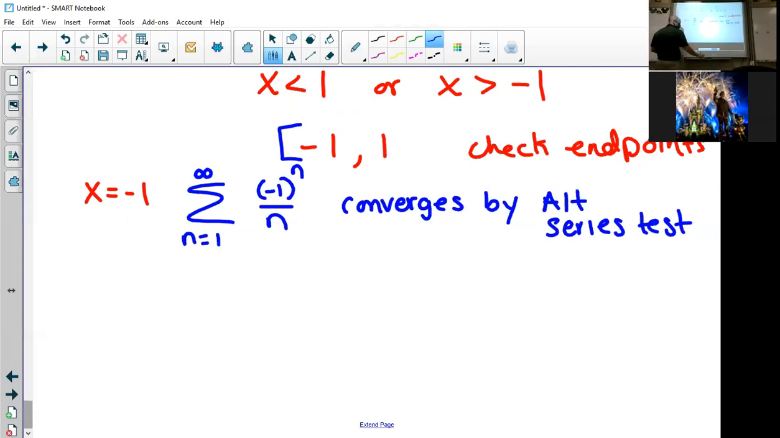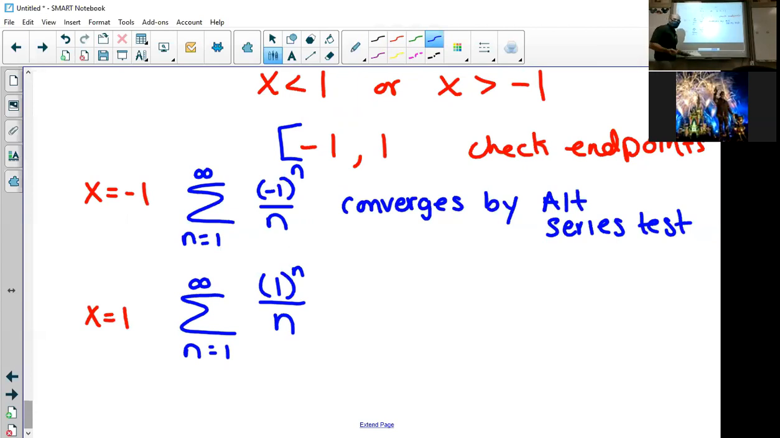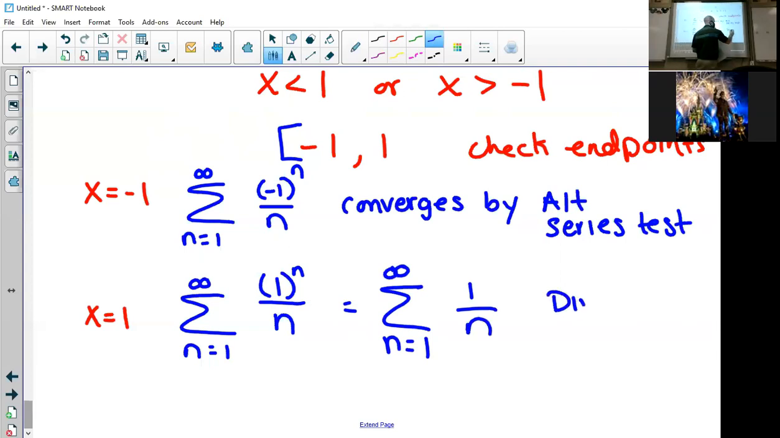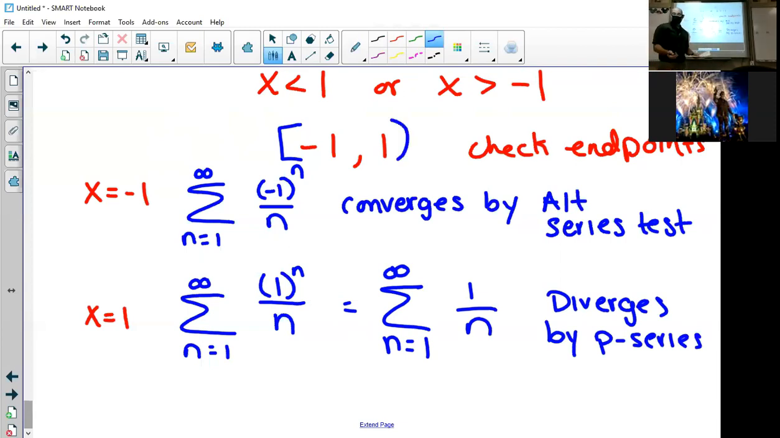Let's try x equals +1. If we plug that in, we get 1 to the nth power over n. Well, 1 to the n is always going to be 1, so we get 1 over n. Well, that diverges by the p-series test. And so if that diverges, that means we get a parenthesis around the 1, because that's not going to be included in the interval of convergence.